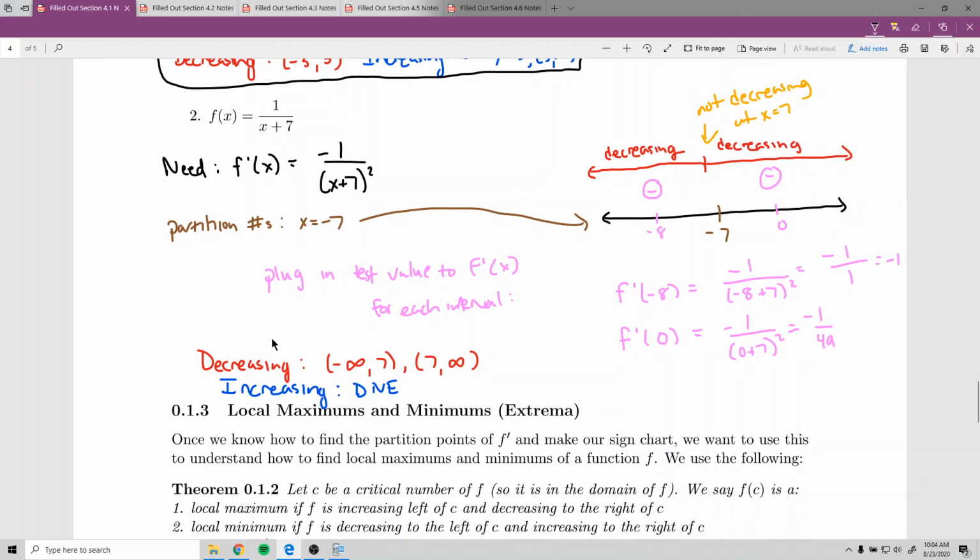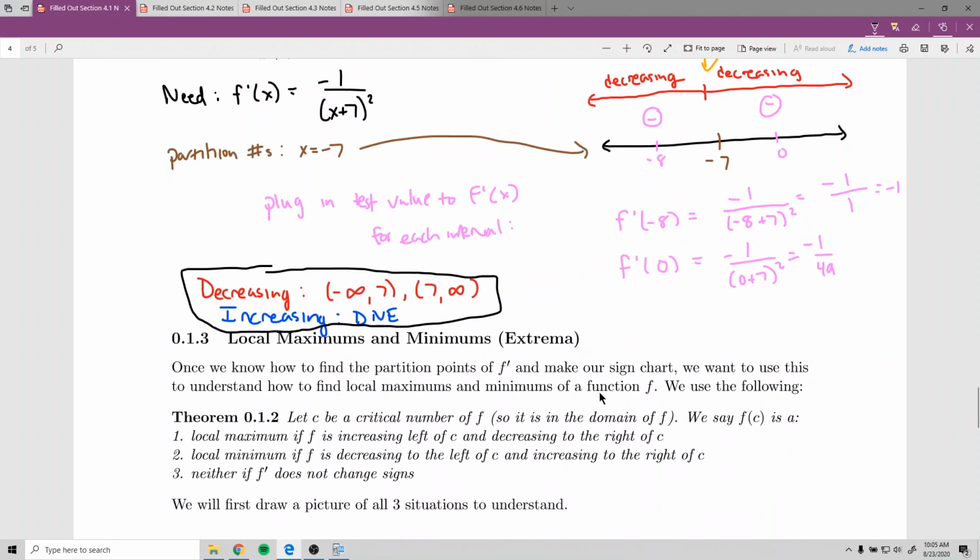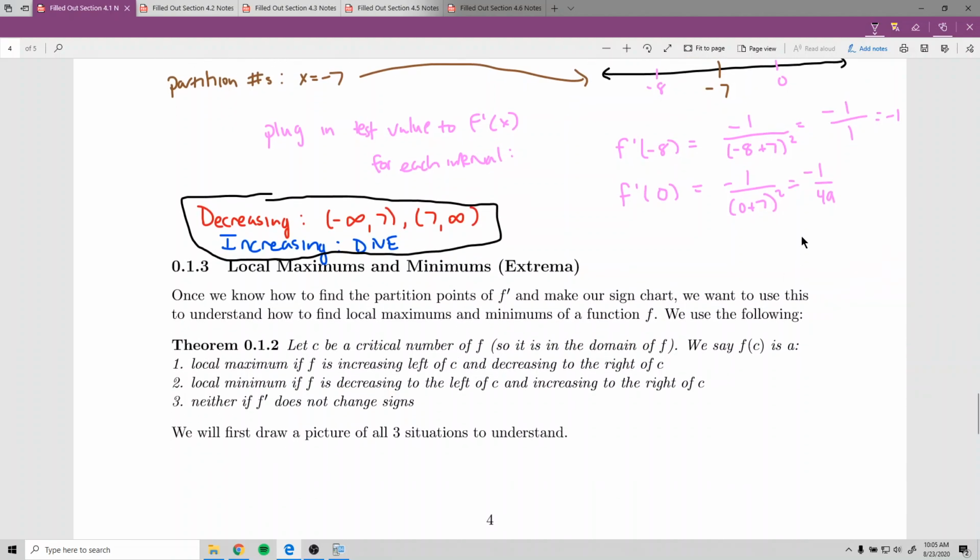Right, so we've done most of the work for any problem in this section. Once you figure out where it's increasing and decreasing, the last thing to do is figure out where you have maximums and minimums. Right, now to make the number line, we use the partition numbers. To figure out the maximum minimums, though, you must use the critical numbers, and we'll explain that with our two examples here as well. So to figure out maximum and minimums, we say, let C be a critical number, so it's in the domain of your function f.